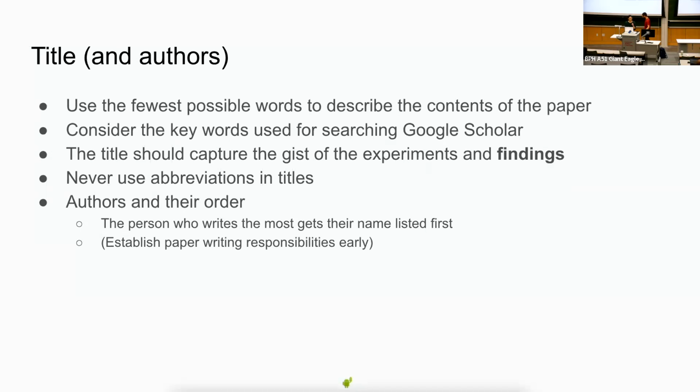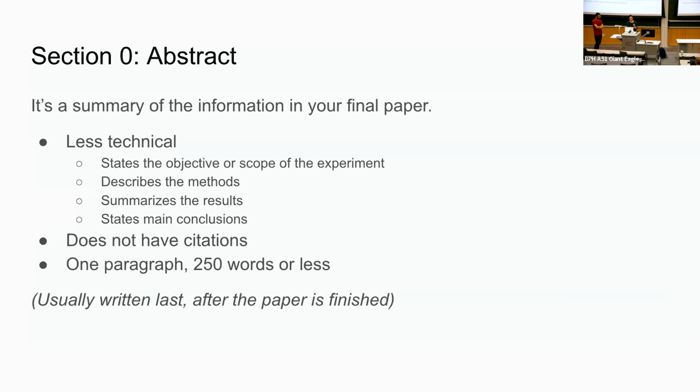Okay, so the title and authors part, try to use the fewest words possible to describe the contents of your paper with the title, and think about the keywords people might use to search for it on Google Scholar. You should capture the gist of the experiments and findings, and don't use any abbreviations. The authors, you can decide this early on. Whoever is writing the most typically gets listed first. So that's an easy way to see who's going to be doing the most of the writing early.